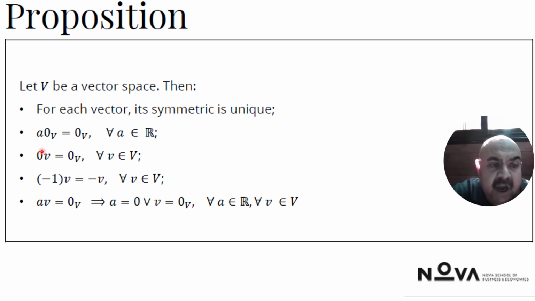Number two, A times the null vector of V will equal the null of V. That's for every A belongs to R.